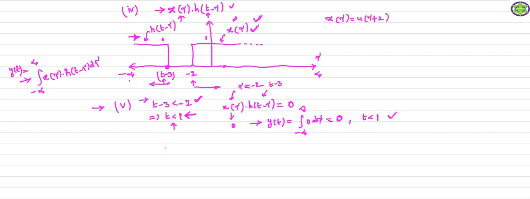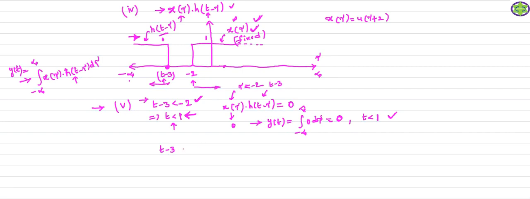Now if I consider this t minus 3 instant, because this is the only moving signal, this is the fixed signal. There is no movement of this signal x of tau. Only this signal is going to move from left hand side to right hand side, from minus infinity to plus infinity. In the process of moving, this signal is going to overlap on this signal. If I consider t minus 3 less than minus 2, there is no overlap of these two signals. Therefore, the output is going to be 0.